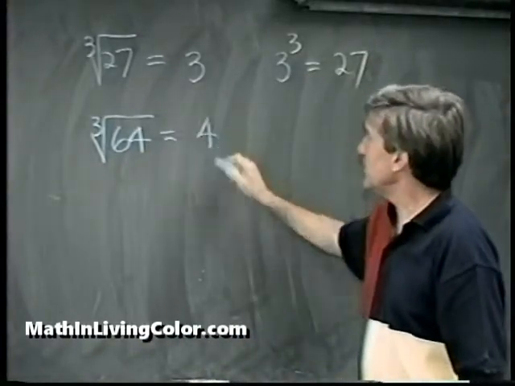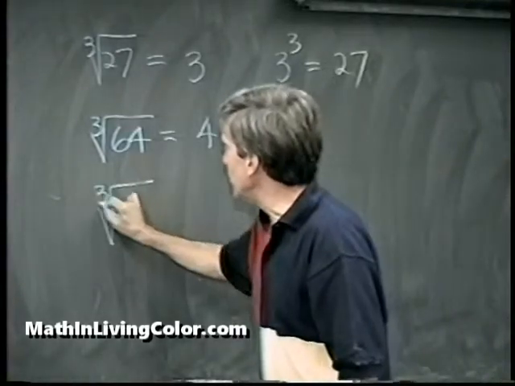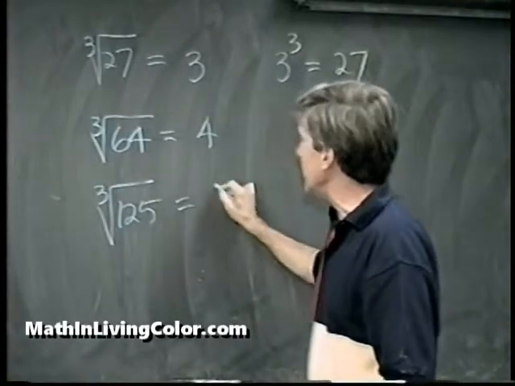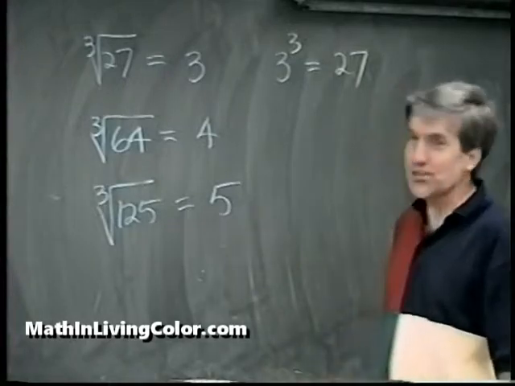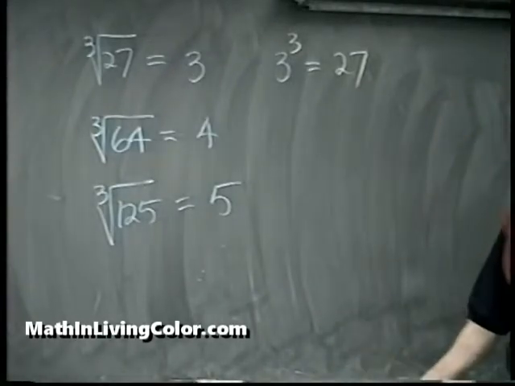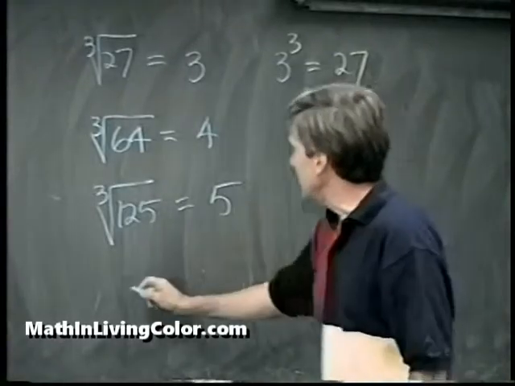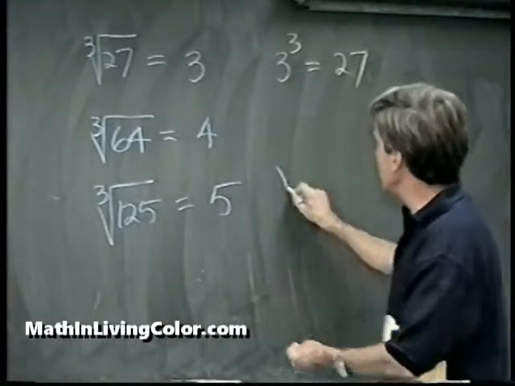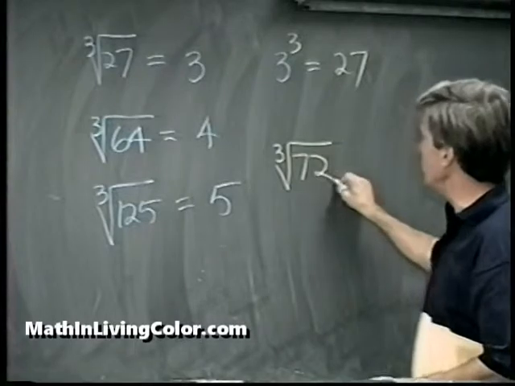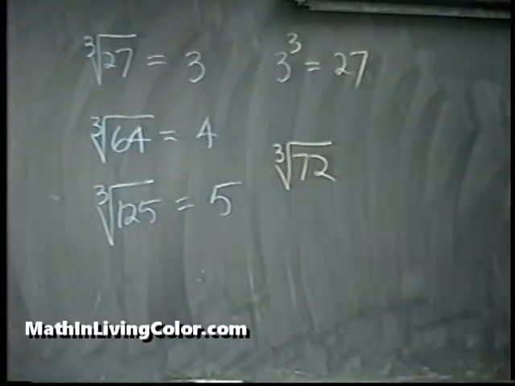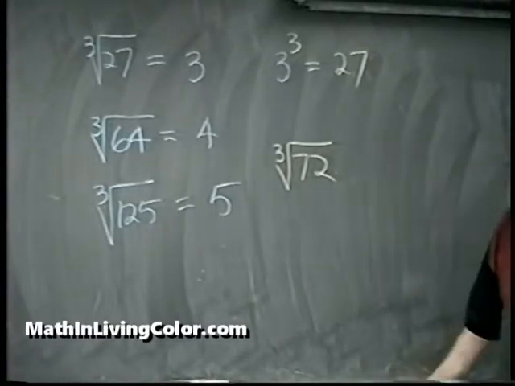4. And what if I said the cube root of 125? What would you say? 5. And you'll notice I'm not asking you hard problems, am I? A hard one would be something like, find the cube root of 72. You don't know that right offhand, do you?